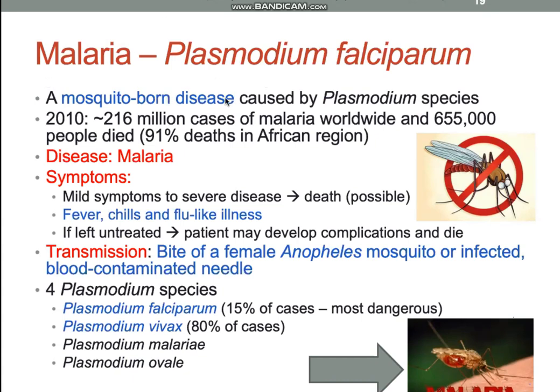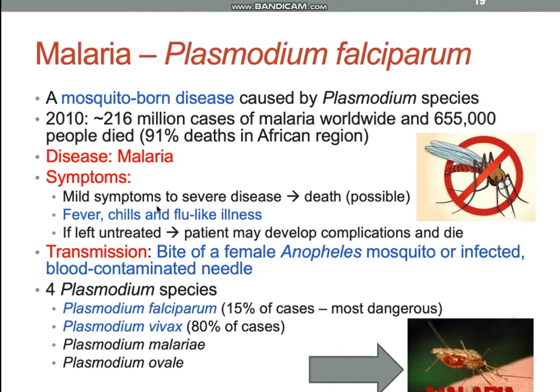The genus is called Plasmodium, which refers to the kind of parasites. It's mosquito-borne, so it's transmitted by the bites of mosquitoes, all right? And you can see the statistics, how most of it is in Africa, and the mortality rate is very high. It's a very big problem, perhaps not here, but in many parts of the world still.